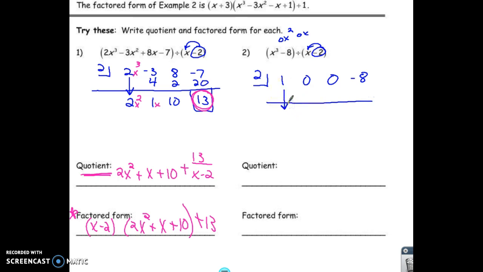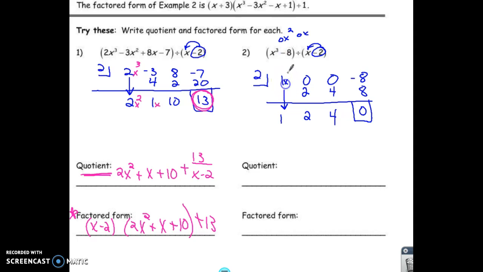First number, no matter what it is, always gets brought down. 1 times 2 is 2. We add, we get a 2. 2 times 2 is 4. We add, we bring it straight down. 4 times 2 is 8. Notice, we do get a remainder of 0. Therefore, this went into our dividend nicely, evenly.